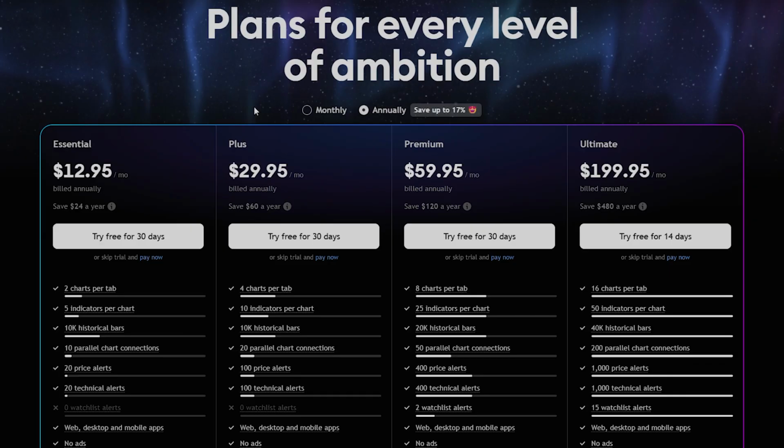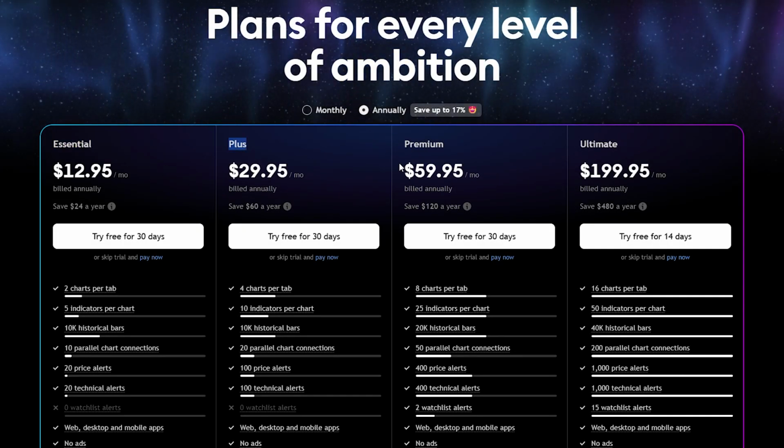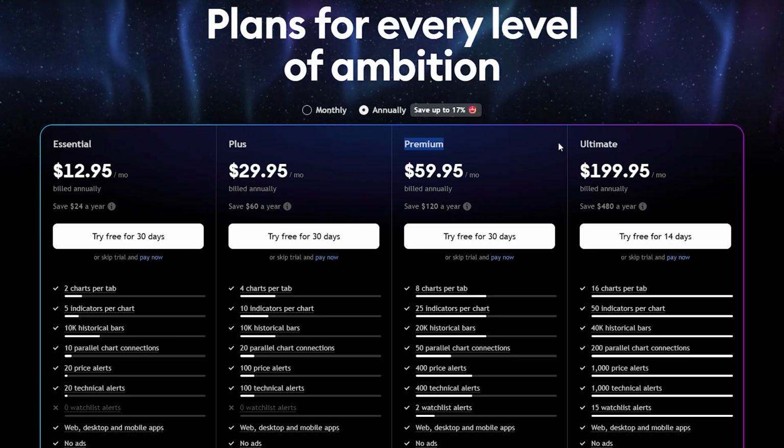TradingView uses a subscription model. Each unlocks more indicators, more alerts, more layouts, and real-time data.